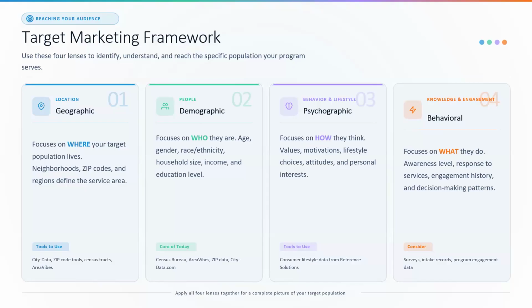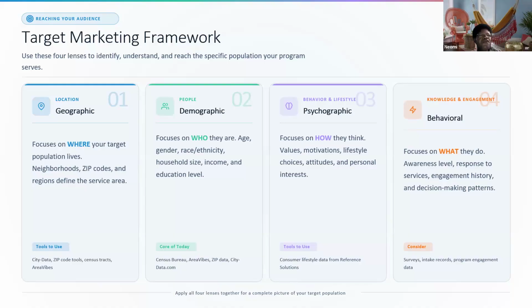Okay, now let's break down the targeted marketing framework. Tell me the four types of research strategies that we can use, starting with the first one. Geographic, demographic, psychographic, behavioral. Now, tell me about geographic. What is geographic? Read that.